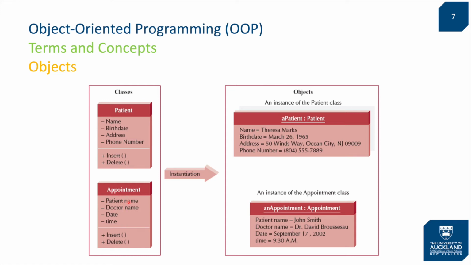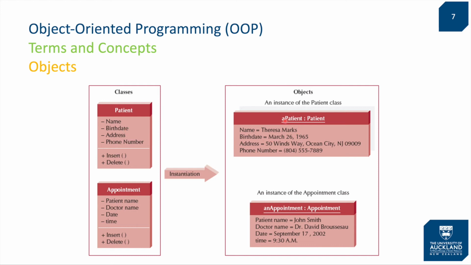We will say that an appointment needs to have the patient name, the doctor's name, a date and time, and the operation that we can perform, inserting of a new appointment or deleting of an old appointment. So these are templates. They don't represent any actual appointment entry, or this patient class doesn't represent any actual patient. When we instantiate it, that means when we create an actual entity of this patient with information, then we have an object.